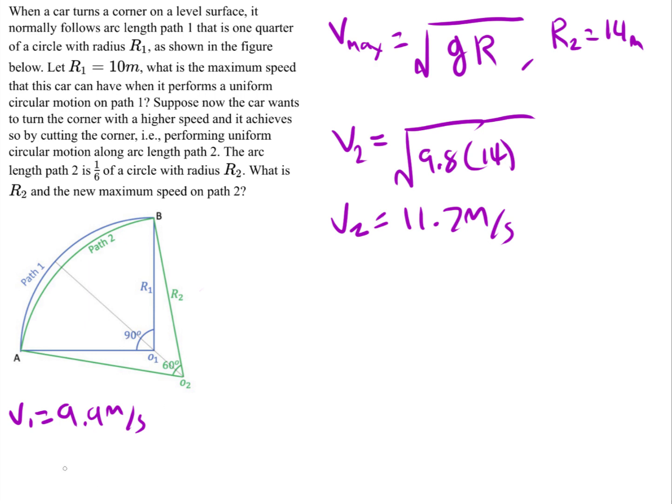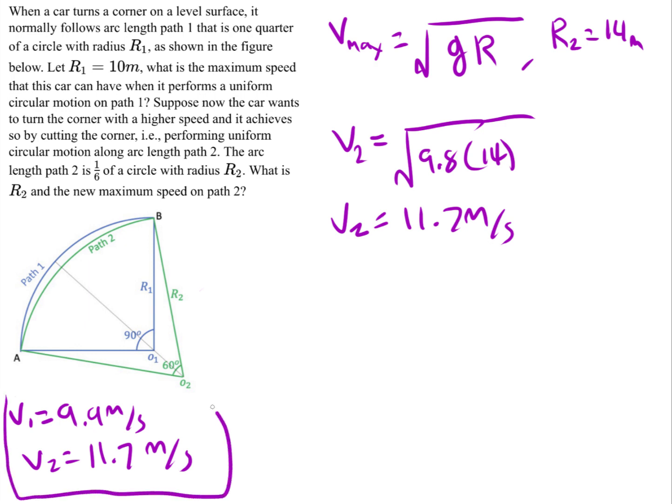You can see this makes sense, since radius 2 is larger than radius 1, so the centripetal acceleration will be less, allowing you to have a greater velocity. So this will be 11.7 meters per second. And that is how you would solve this problem.